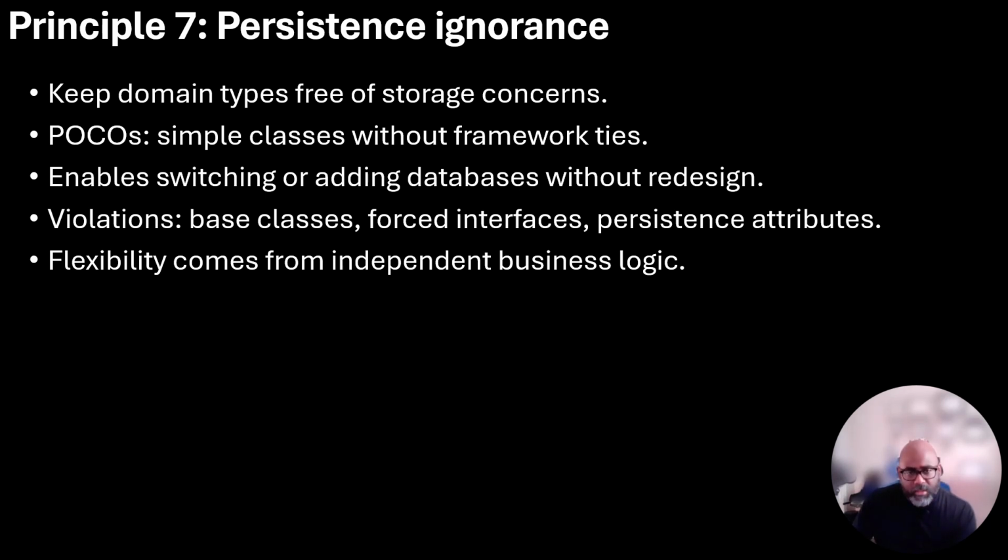Violating persistence ignorance usually means forcing your classes to adopt features required by the persistence layer. Examples of this include having to inherit from a certain base class, implement a persistence-specific interface, or add attributes just to satisfy the database. Sometimes persistence frameworks require odd constraints like parameterless constructors or virtual properties. These requirements couple your business objects directly to the persistence technology, which is not good.